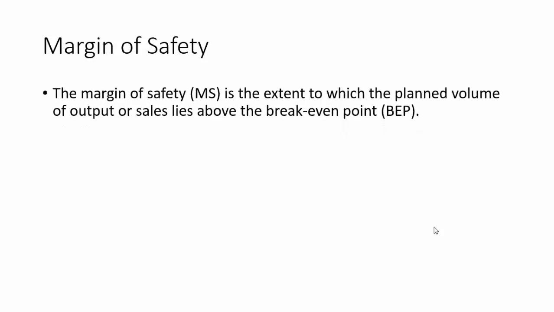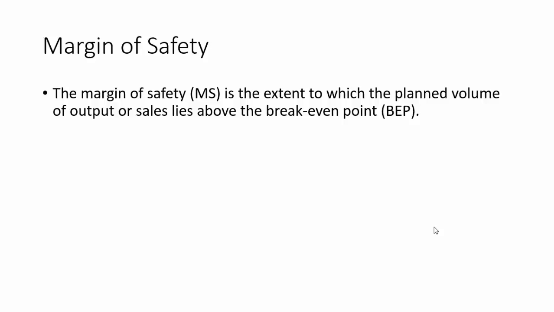Okay, so the summary of the information: budgeted sales, I am giving a notation Q, which is 40,000 units. Total fixed cost, the notation is TFC, £240,000, and margin of safety 25%. Okay, so at first, what is the margin of safety? The margin of safety, in short, or in notation MS, is the extent to which the planned volume of output or sales lies above the break-even point.